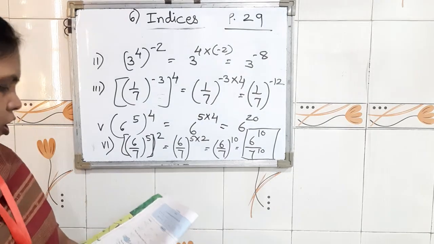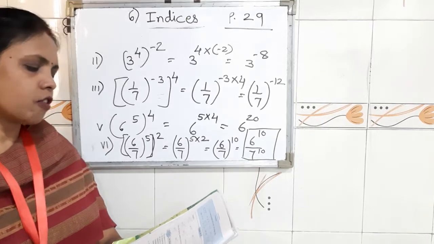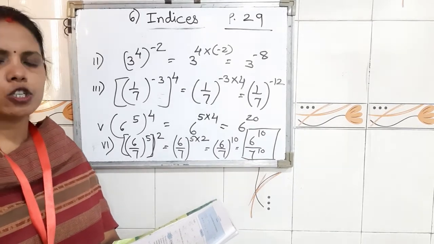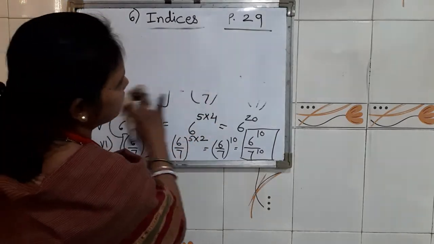Now we are going to continue with question number 2. Question number 2 says: write the following numbers using positive indices.